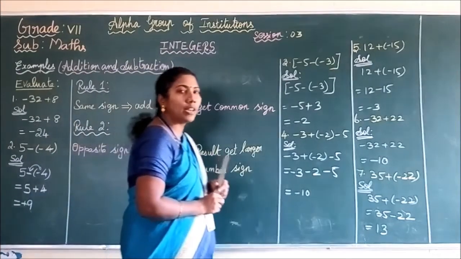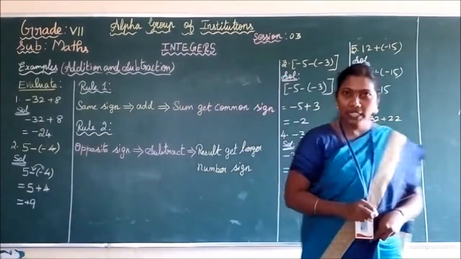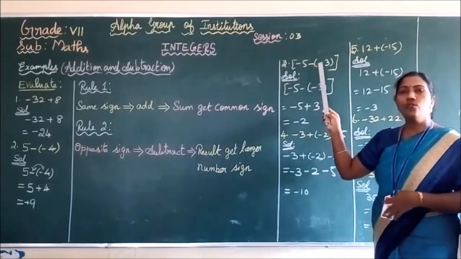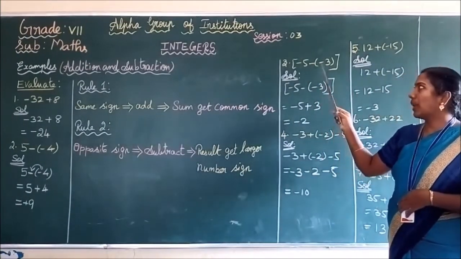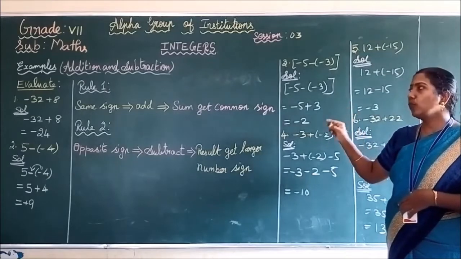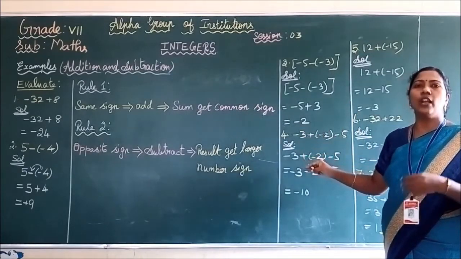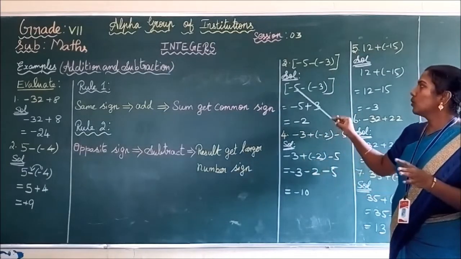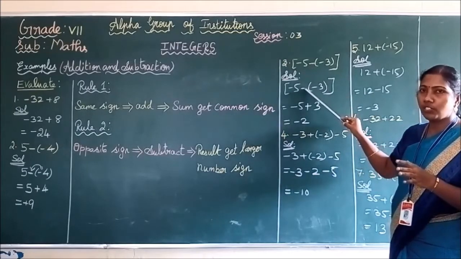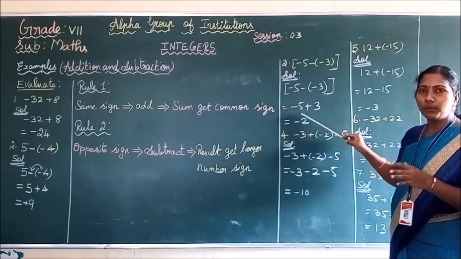See example 3. What is given in the question? Minus 5 minus of minus 3. The bracket is given in the question. Before applying rule 1 and rule 2, we have to remove the bracket first. So once again we are writing the question in the solution part. Now we are going to remove this bracket.